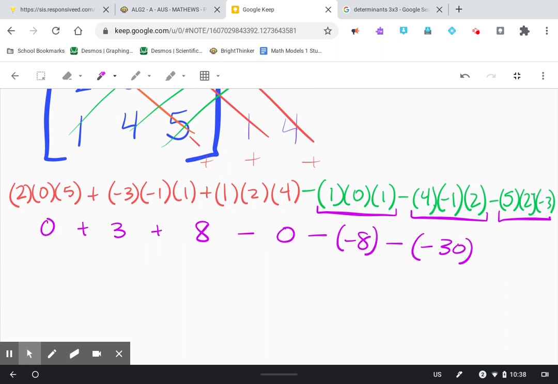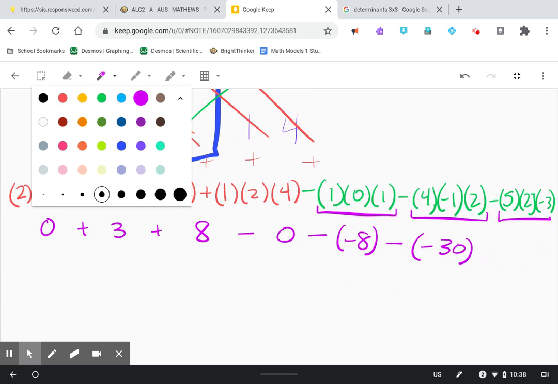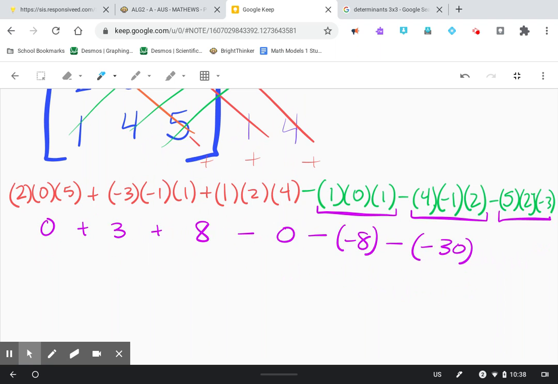So now I'm ready to go through and add all of those up. 0 plus 3 is 8, 11, minus negative 8. So this is going to become, let's go ahead and rewrite. We can get rid of the zeros. We don't need those. So we really have 3 plus 8 plus 8 plus 30, because you see here, this negative negative on both of those becomes plus. So 3 plus 8 plus 8 plus 30, it's going to be 49.